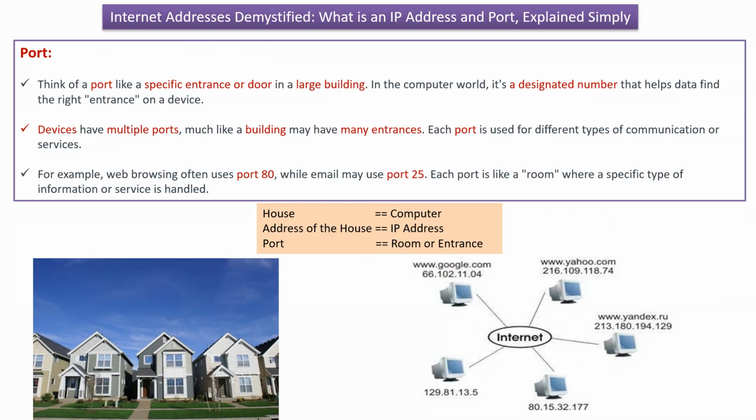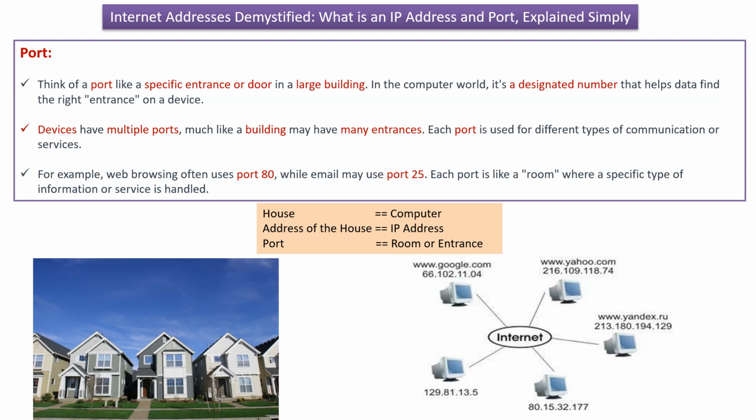Now we will see what is a port number. We can think of a port like a specific entrance or door in a large building. In the computer world, a port is a designated number that helps the data to find the right entrance on the device. And devices have multiple ports, like a building may have many entrances.